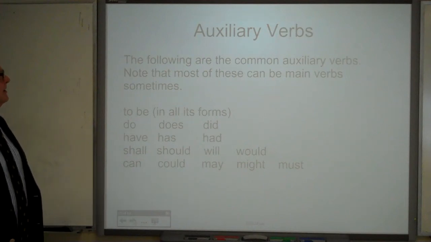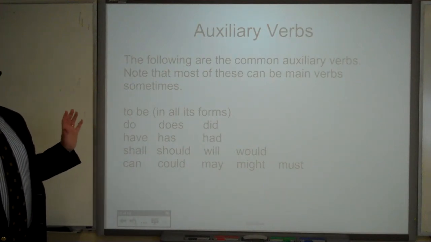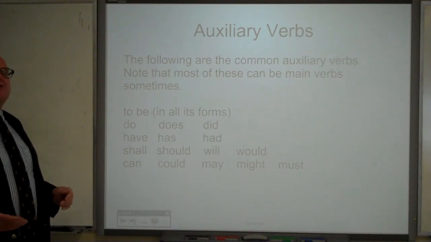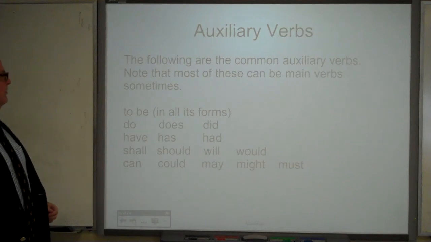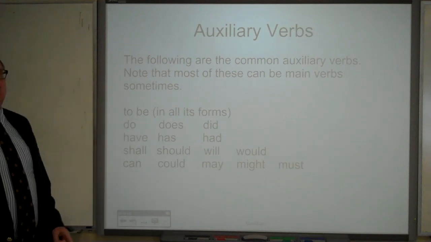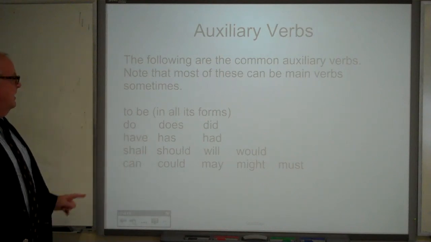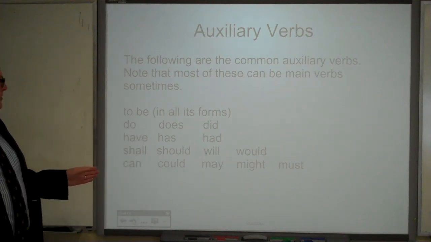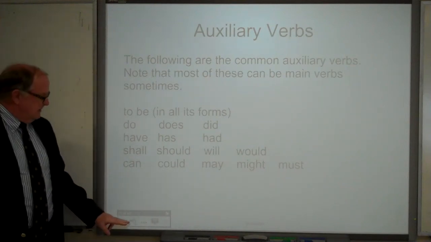These are the common auxiliary verbs. Notice that most of these can be the main verb sometimes. So you have to ask yourself, is this word by itself, or is it part of a verb phrase? So to be, in all its different forms, is often an auxiliary verb. So do, does, did, have, has, had, shall, should, will, would, can, could, may, might, must, as you can see here.